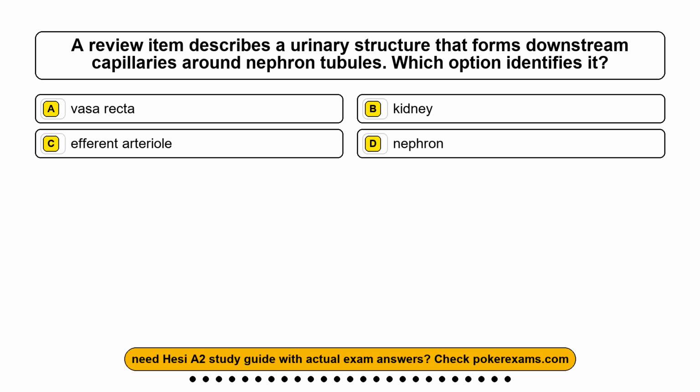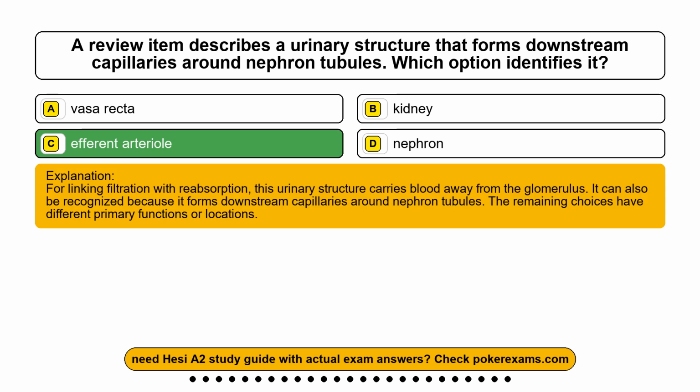Question 1. A review item describes a urinary structure that forms downstream capillaries around nephron tubules. Which option identifies it? Option A, vasa recta. Option B, kidney. Option C, efferent arteriole. Option D, nephron. The correct answer is option C, efferent arteriole.